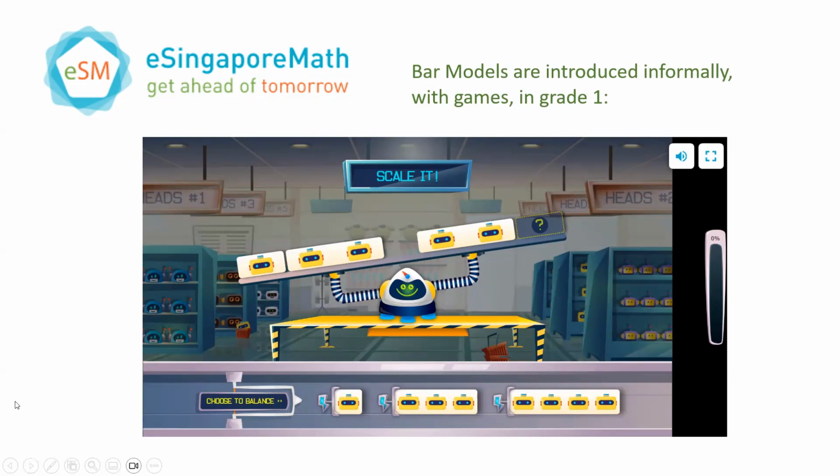So how do we unfold the use of bar models through the curriculum? In eSingapore Math, right away, bar models are introduced, albeit informally, with games in grade 1. And this is a fun little game. As you can see, we've got the robot, and he actually has bars on the lever arms, and we're going to balance it. And we'll see how the children have targeted practice with a bar model concept.